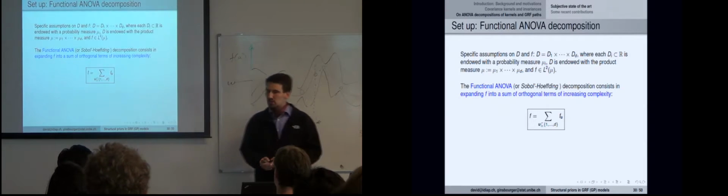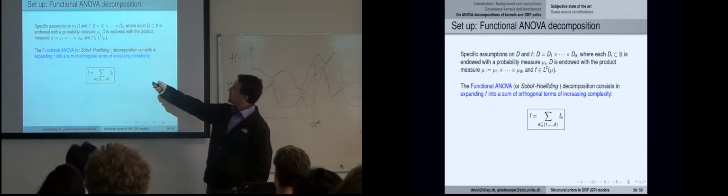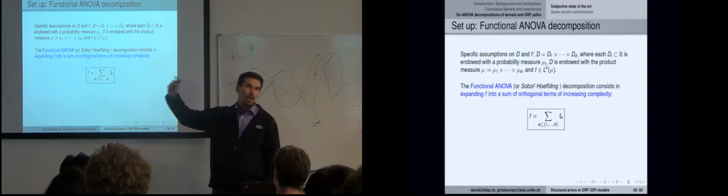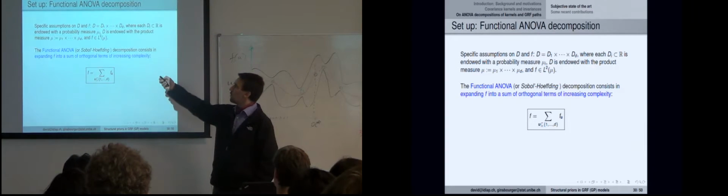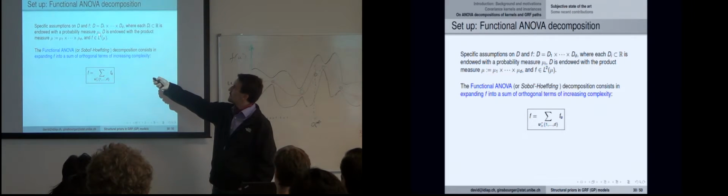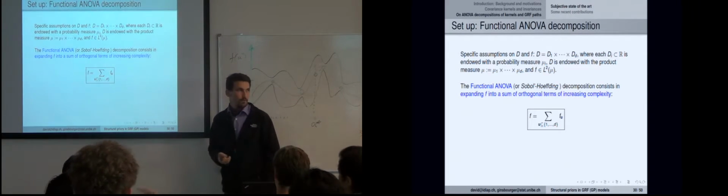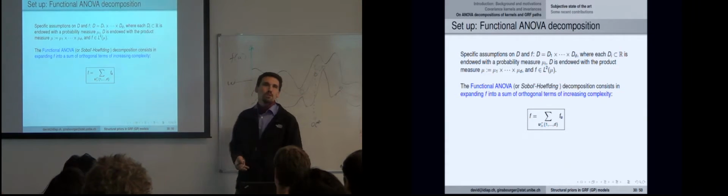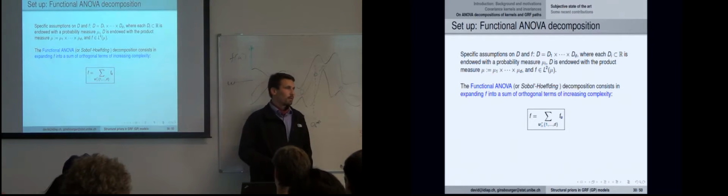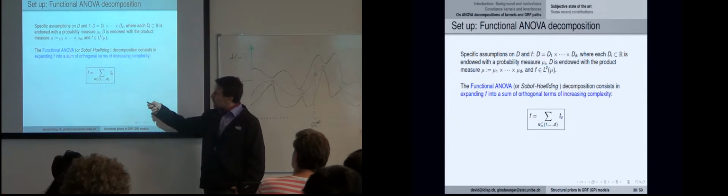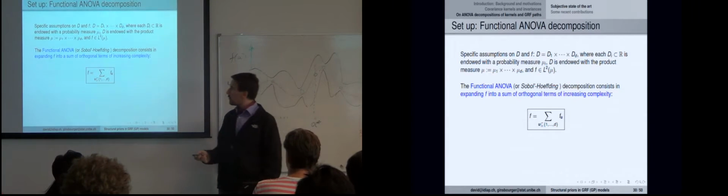Yes, absolutely. So the ANOVA decomposition: the idea is to take some mathematical assumptions. You have D, which is written as a product, so every variable lives, for instance, in an interval. Then you endow each of these intervals with an individual probability measure, for instance uniform. And we consider a function which is square integrable. Assuming, for instance, a continuous f on a compact domain is nice. The functional ANOVA is also referred to as the Sobol-Hoeffding decomposition.